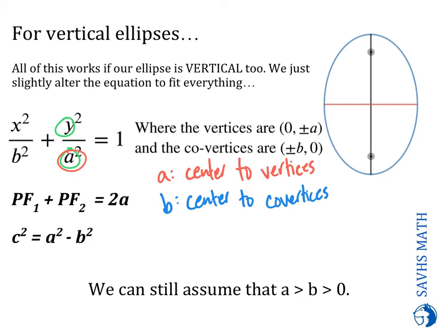So I'm just going to draw a little diagram here. Here is my A from the center to the vertices. In the vertical ellipse, you'll notice that's kind of an up and down line. And then B is the center to the co-vertices. That's a right to left line. Our C is the distance from the center to the foci.